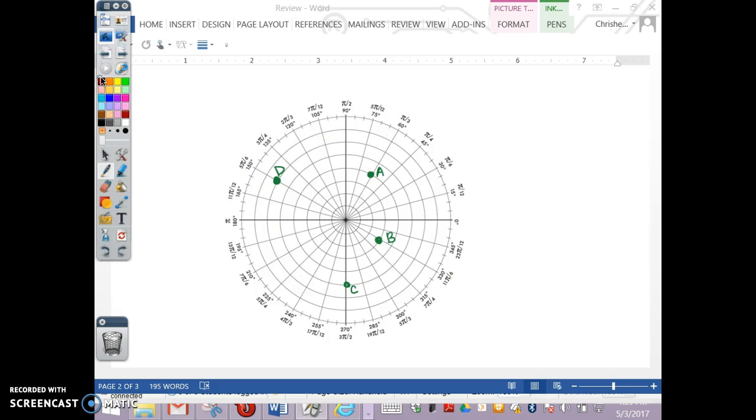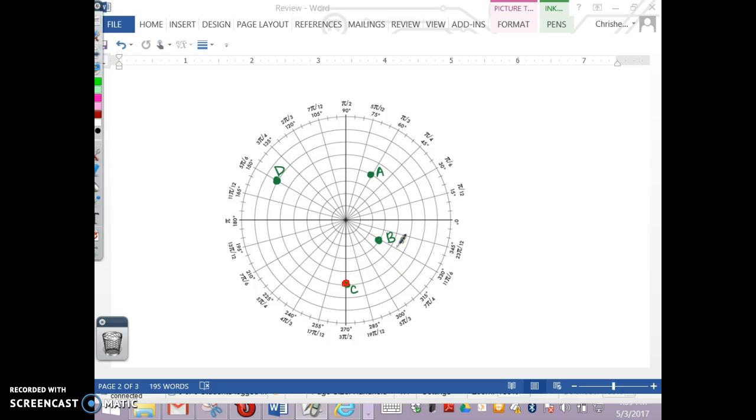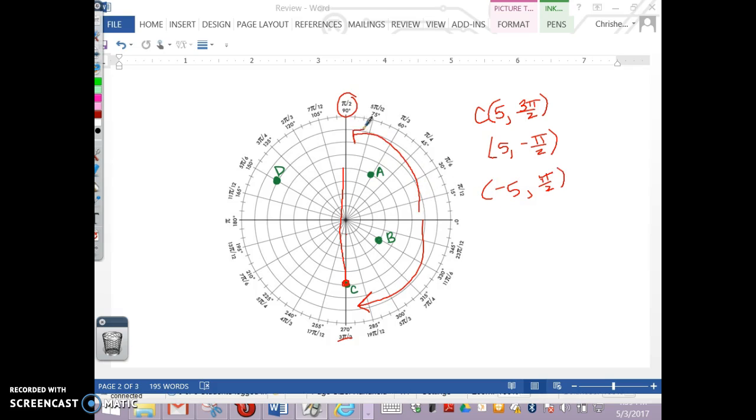Okay, so let's do C real quick. So the obvious answer for C is 1, 2, 3, 4, 5, and 3 pi over 2. That's also 5 and negative pi over 2. That's also negative 5 and positive pi over 2. So going backwards. So this is positive pi over 2, which would be negative 3 pi over 2.